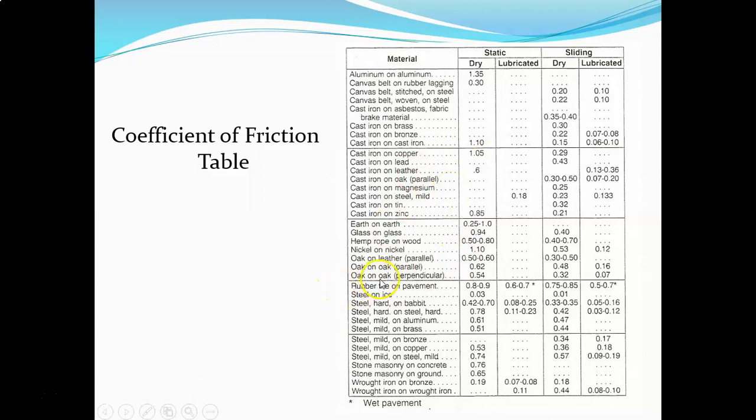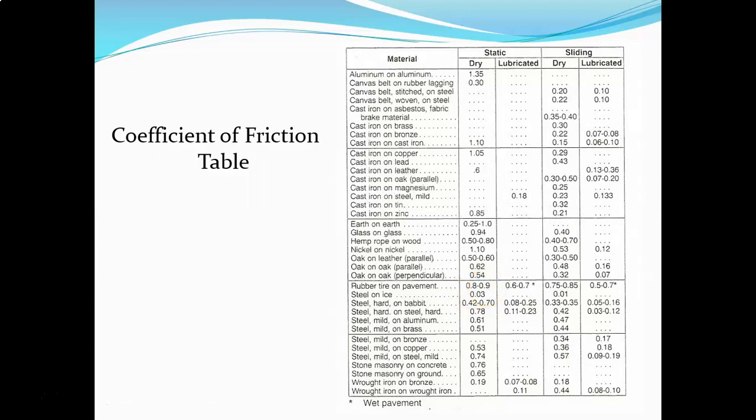So let's look down to show you how to read the chart. It's a rubber tire on pavement, if you drive a car and you want your tires to grip well. This is showing your rubber on pavement of your static dry application. You've got a 0.8 to 0.9 coefficient of friction.